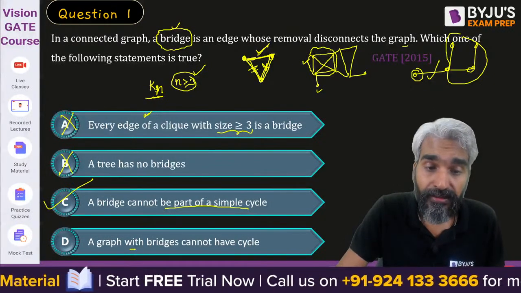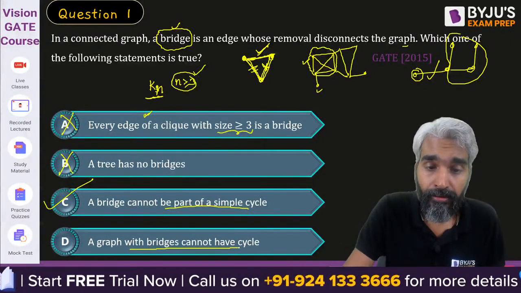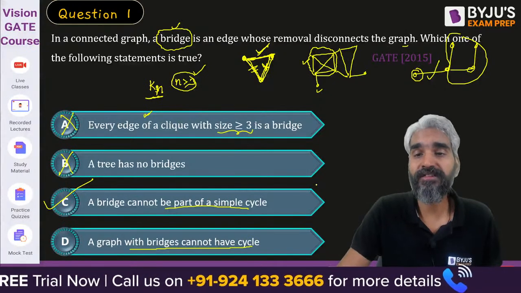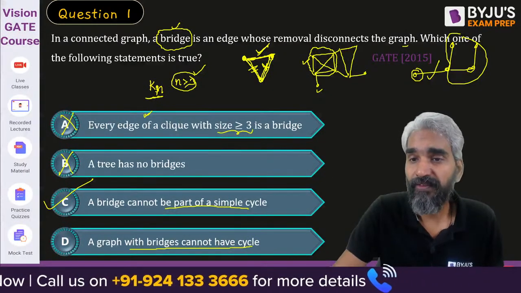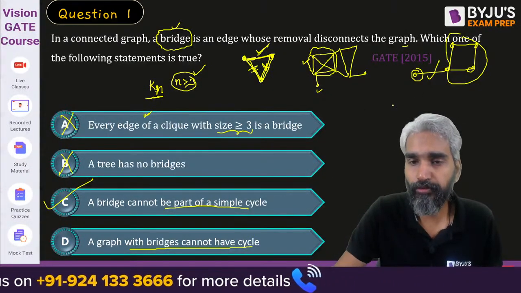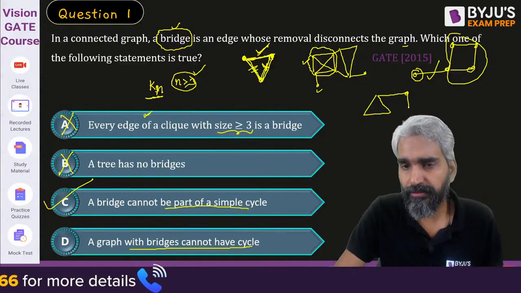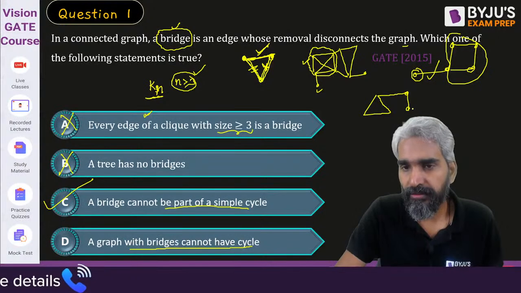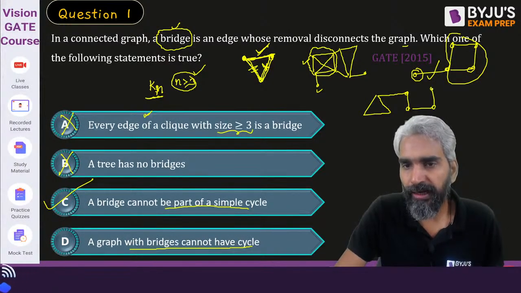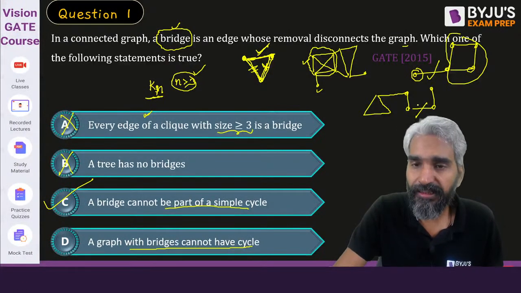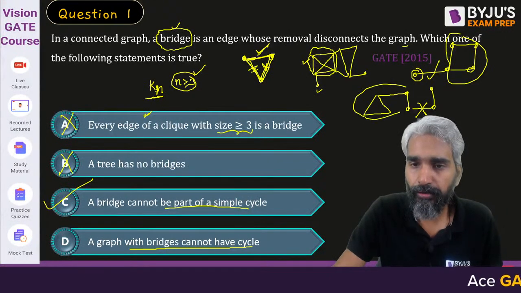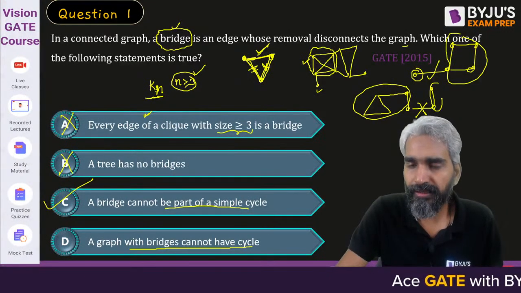A graph with a bridge cannot have a cycle. No, it's a wrong statement. Please try to understand. Let me draw a new one. So this is a cycle. Now let's do this. In this particular graph, if I delete this particular edge, then this will become one component and this will become another component.